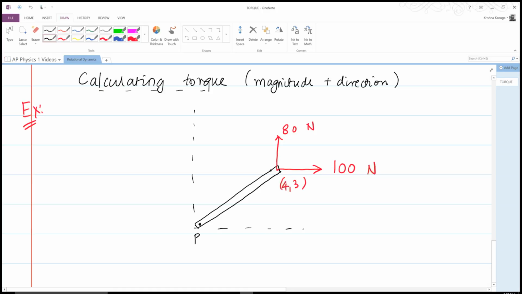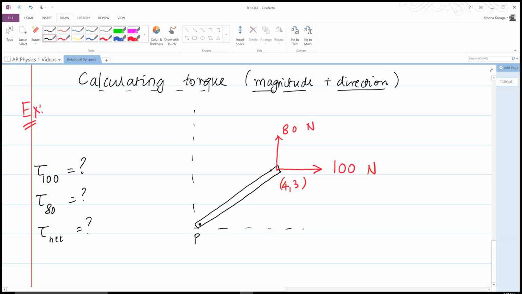Alright, so in this video we're going to apply our definition of torque and calculate the torque due to each of these forces. So we're going to calculate tau 100, we're also going to calculate tau 80, and then we'll also calculate the net torque on this object. Here, we want to know the magnitude as well as the direction of the net torque.